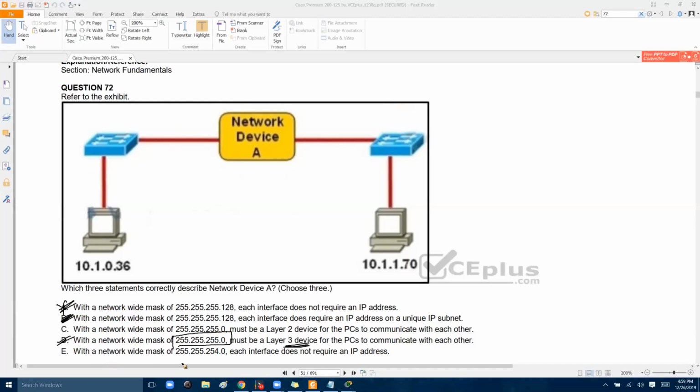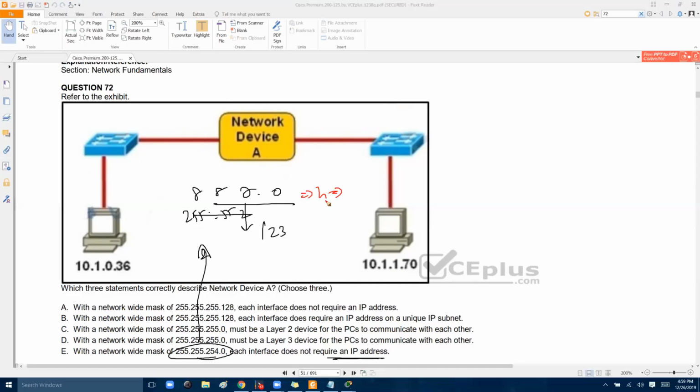And finally, if I'm using the subnet mask of 255.255.254.0, the interface does not require an IP address. So again, if I'm using 255.255.254, that means /23, right? Because the host bits will become how many? 8 plus 1, 9. So if I'm using 9, the range will be 512.